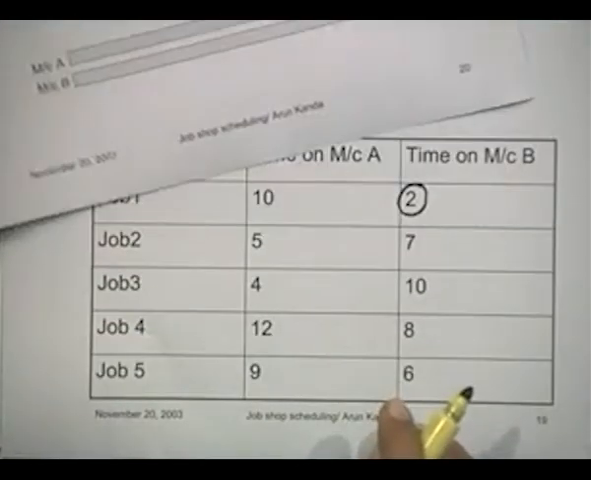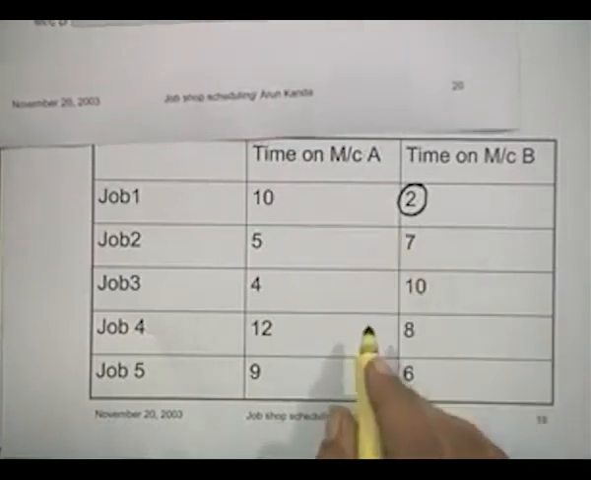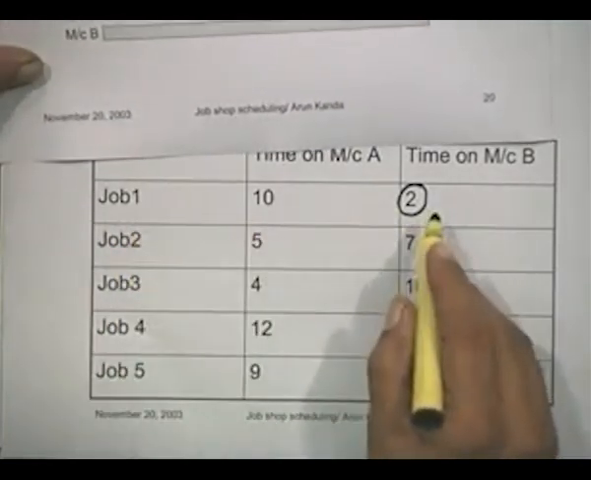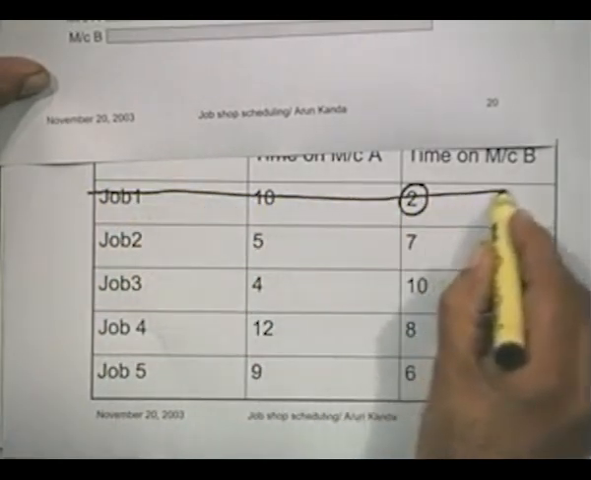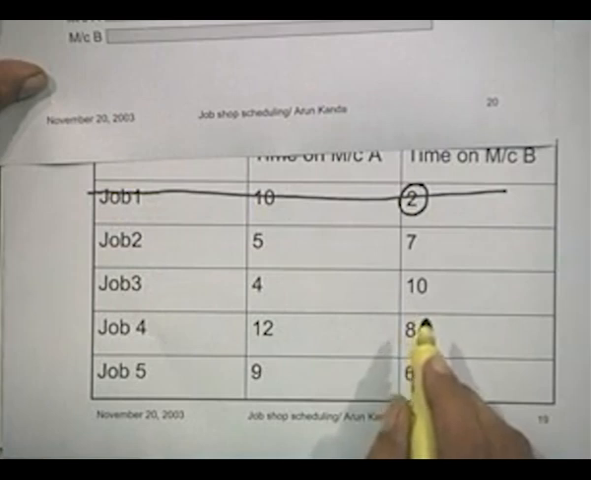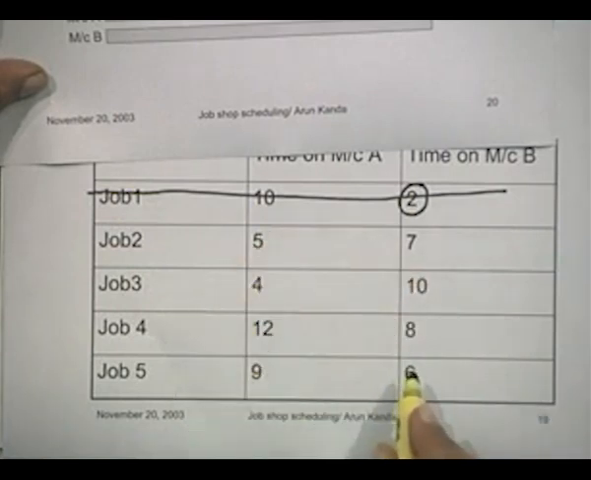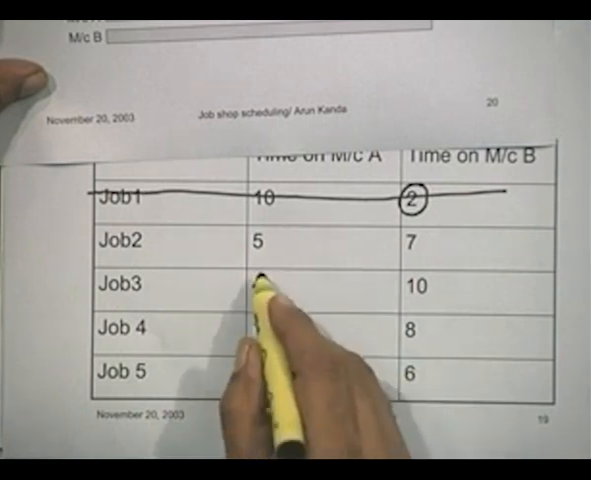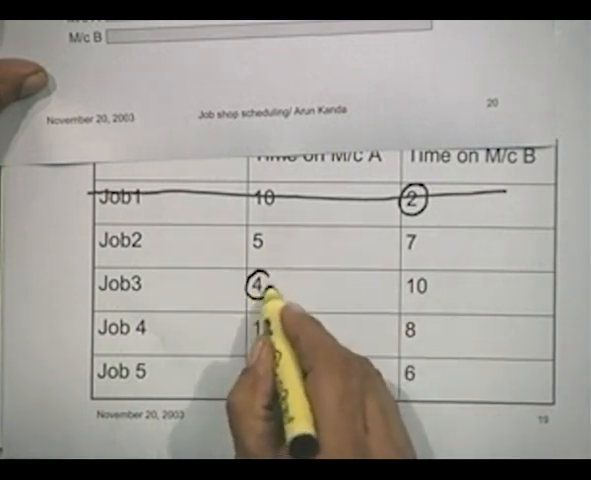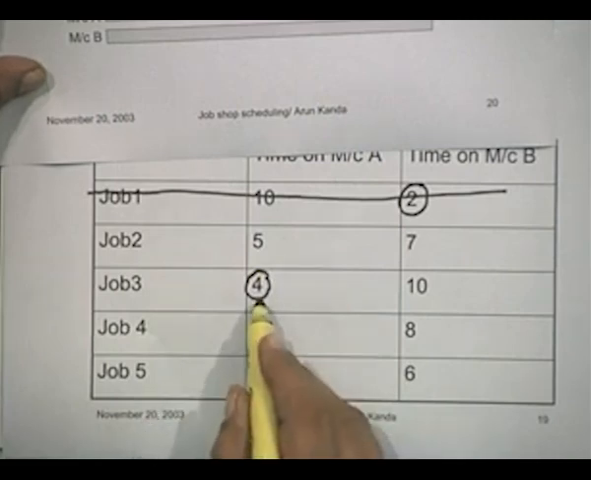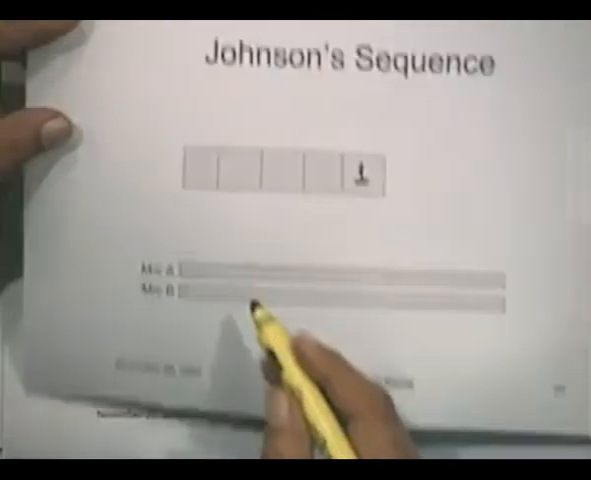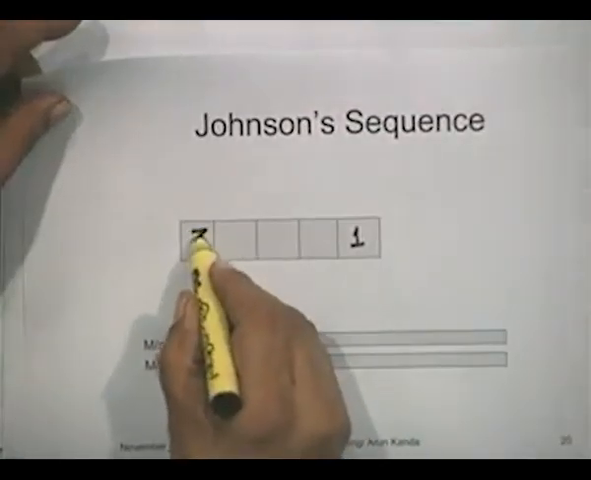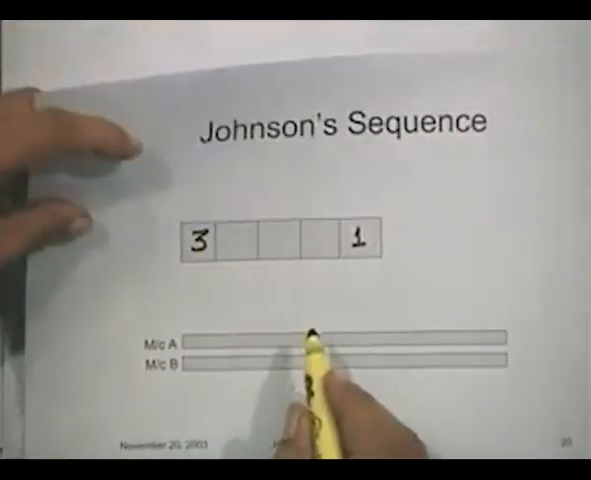And having done that, after this job 1 has been processed, we can cross out job 1 from the list, because it has been done. And then from the remaining times try to identify which is the smallest value. So the smallest value is now 4. This is the smallest value, isn't it? So this means that job 3 will now be done first. So you do job 3 here.